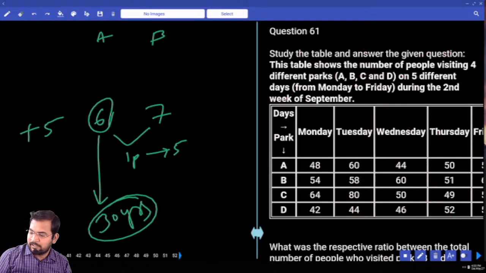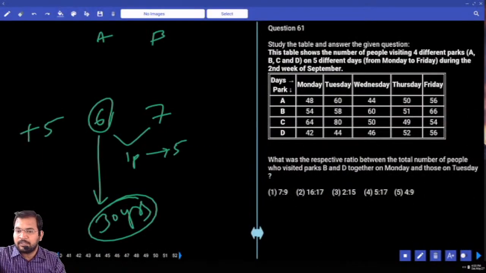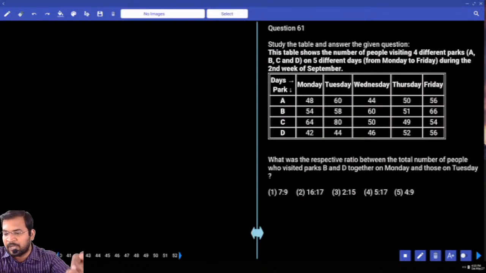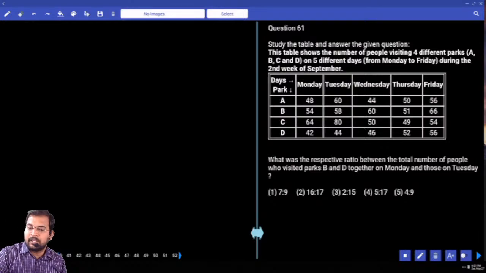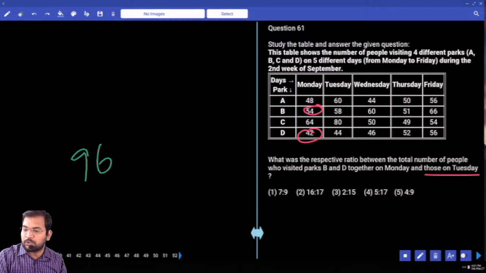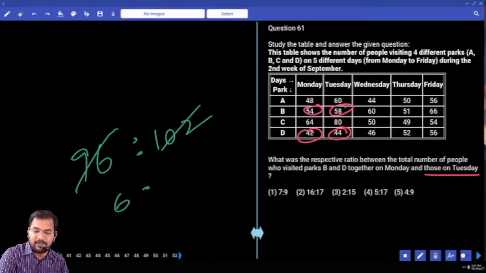Next, they gave a tabular DI. Monday to Friday, they gave the number of visitors visiting the parks during the second week of September. What was the respective ratio between the total number of people who visited parks B and D together on Monday and on Tuesday? On Monday, B and D together: 54 plus 42 is 96. And on Tuesday: 58 plus 44 is 102. So 16 times 6, and 17 times 6.